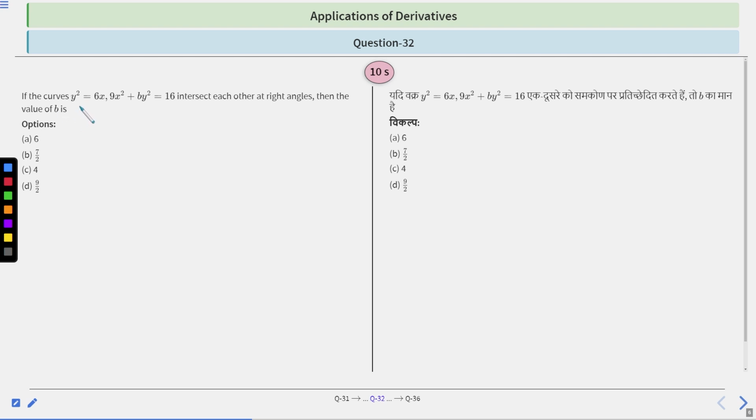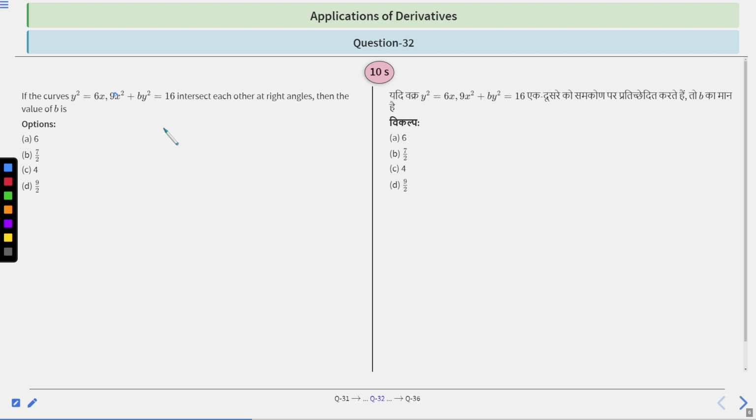We have to basically calculate the value of b. First, we will calculate dy by dx, that is, the slope of the tangent of this curve. Again, we will calculate the slope of the tangent to this curve, which is dy by dx again. The two curves intersect at a right angle, so tan of pi by 2 should not be defined. So the denominator of tan alpha, which is equal to mod m1 minus m2 upon 1 plus m1 m2, should be zero. Therefore, 1 plus m1 m2 should be equal to 0.